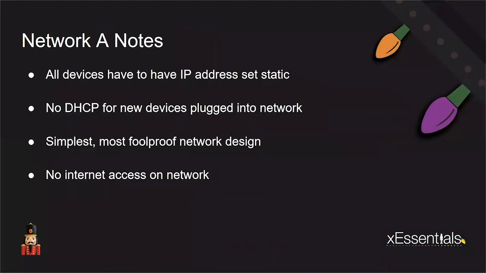Looking at this network, all our devices on this network have to have our IP addresses set static. It doesn't matter what range I use on this network because it's just by itself. However, one problem with this design is I don't have DHCP. So if I plug a new device into the network, it's not going to get an IP address immediately. It's going to take a couple more steps to get that onto my show network.